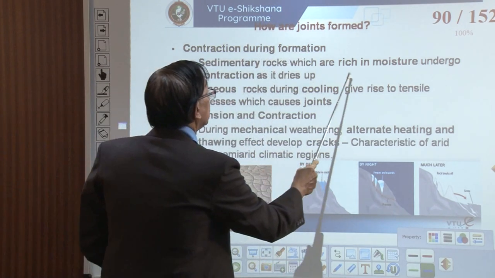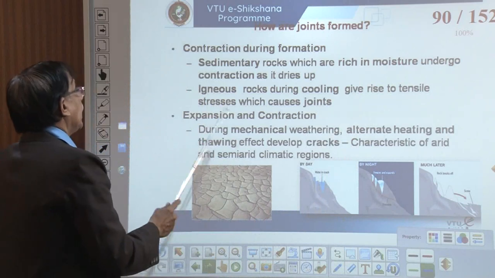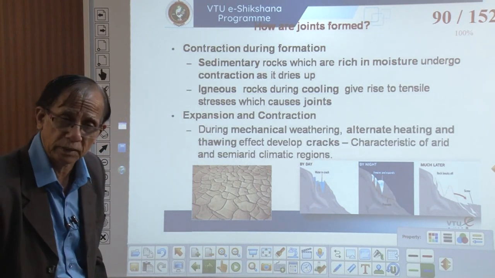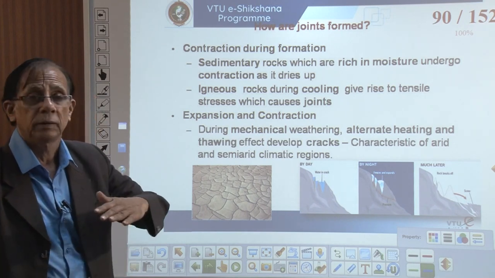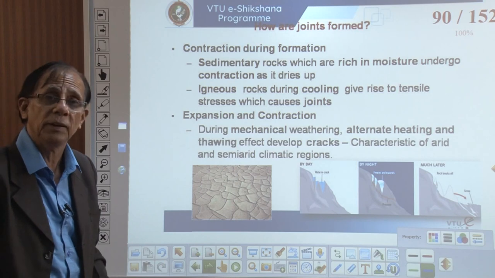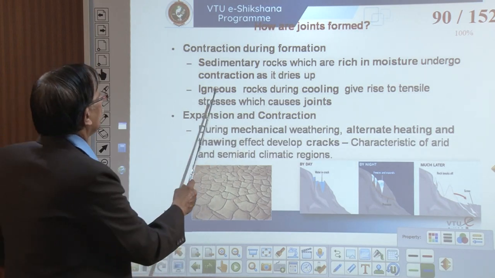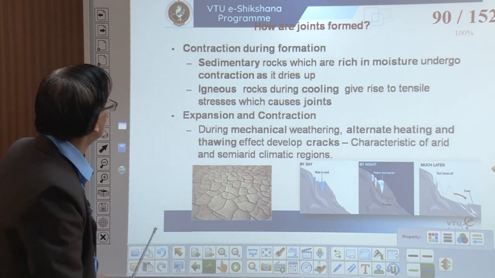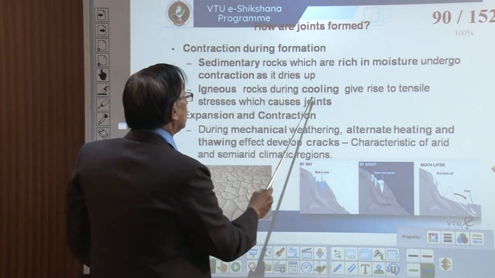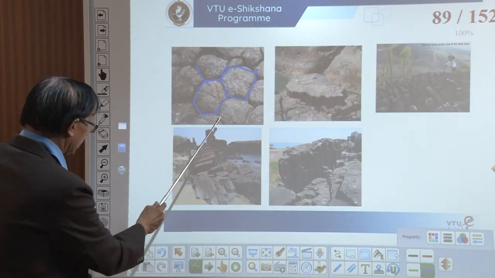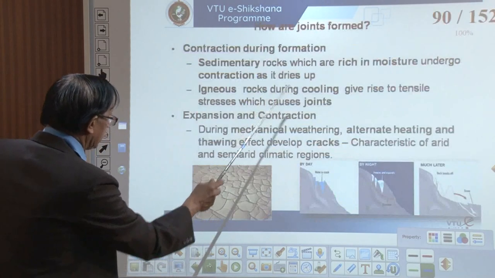Sedimentary rocks which are rich in moisture undergo contraction as they dry up. Just now I gave the example of a dried lake bed, where you find mud cracks. It is because of contraction as moisture escapes and dries up. Igneous rocks, like just now I have shown, their pattern is so regular.